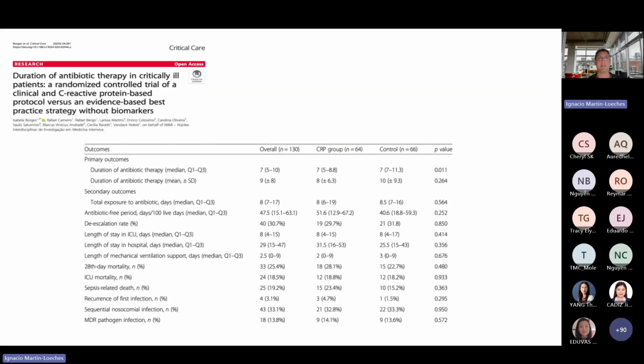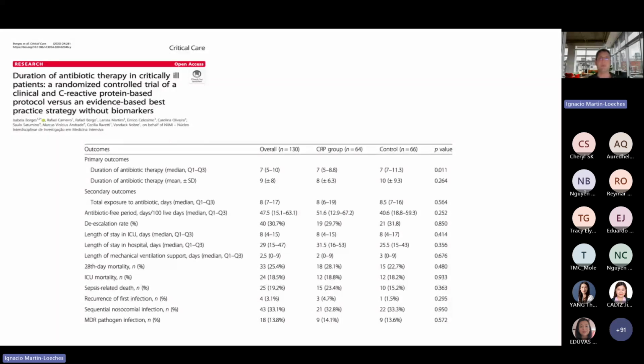Also, we have some examples of using other biomarkers. This is the example of the use of C-reactive protein. However, you can see that despite the median being significant, the number of days in duration of antibiotic therapy is exactly the same. You can see that it's 7 to 7 days with some differences when we are looking at the mean.